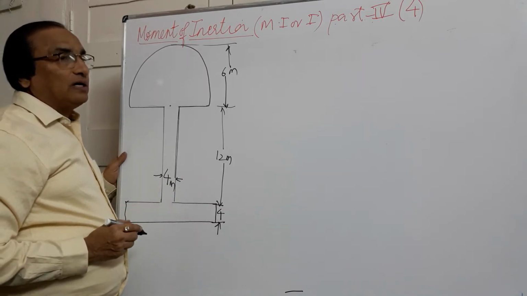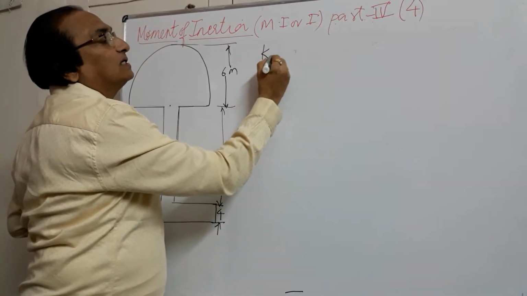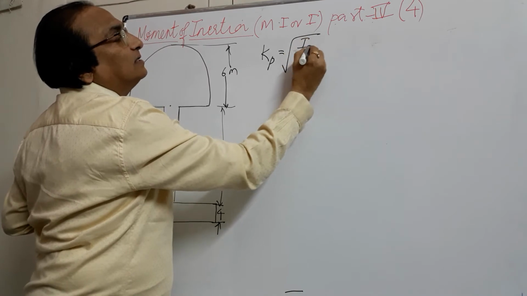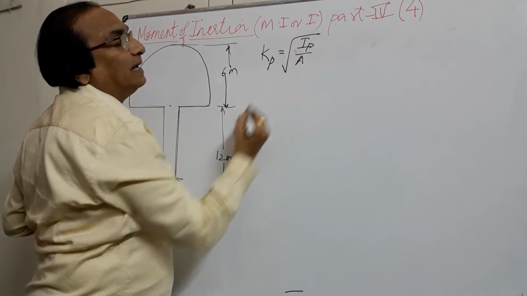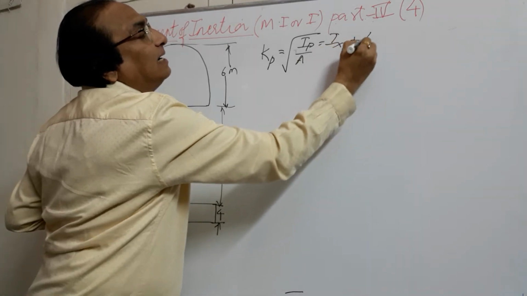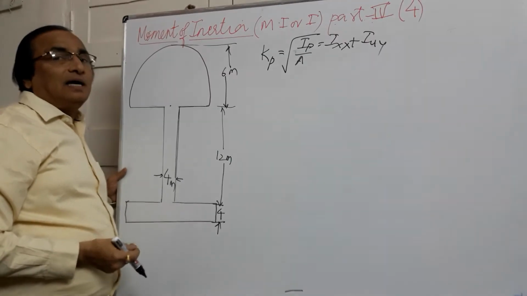You are required to find out the polar radius of gyration. Polar radius of gyration is Kp, and we know it is given by Ip divided by A, and Ip is given by Ixx plus Iyy. So you are required to find out both Ixx and Iyy.